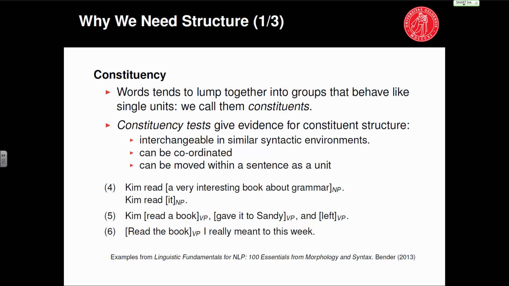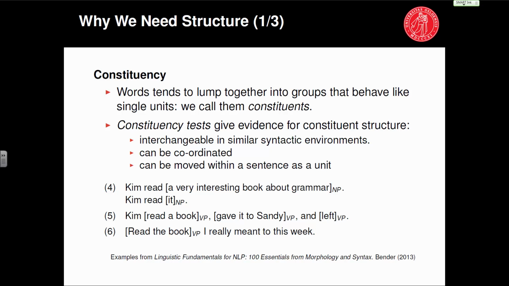Kim read a very interesting book about grammar. What is in brackets here, we will call a noun phrase. A very interesting book about grammar. Kim read it. It's effectively the same high-level sentence structure, only now the object, the argument of the reading, is a much shorter substring. It's a pronoun, and a pronoun, as the name suggests, can stand in, can function as a noun phrase. So both of these we will call constituents of type NP. And I can exchange any NP in that position.